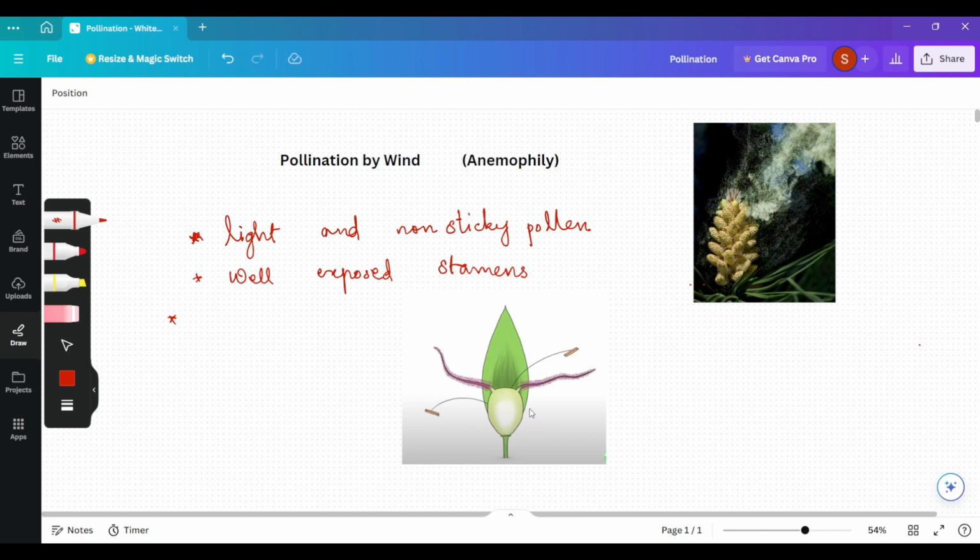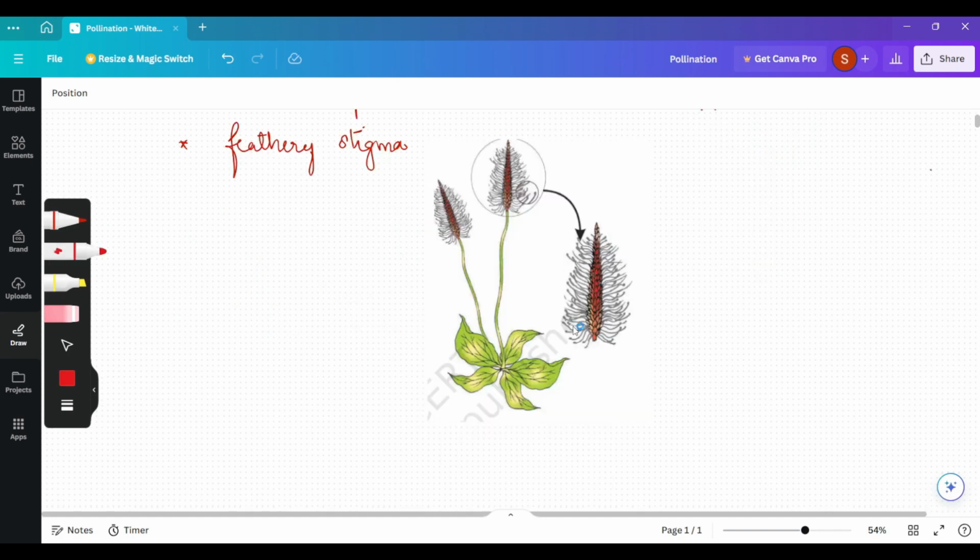Also, you can see the stigma here is feathery so that it can easily trap the pollen grains carried by the wind. Mostly the anemophilous flowers will have one ovule within each ovary and many flowers packed into an inflorescence. And what you see here is a tassel of a corn cob, and this tassel is nothing but the combination of style and stigma, which wave in the wind to trap the pollen grains. So the pollen grains can be easily trapped by them.